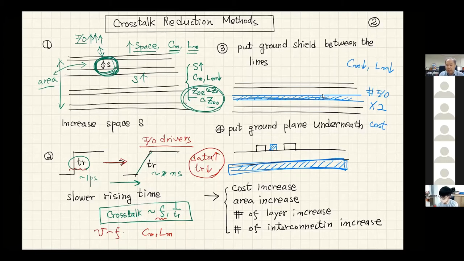In summary, I would say to reduce the crosstalk, we can apply these number one, number two, number three, and number four methods. But it will increase the cost, it will increase the area, it will increase the number of layers, and it will increase the number of interconnections. So as a conclusion, nothing is free. There is no free lunch. You have to pay some cost. But when you are deciding on one of these methods, you have to make a balance between the effect of the method and the cost increase.